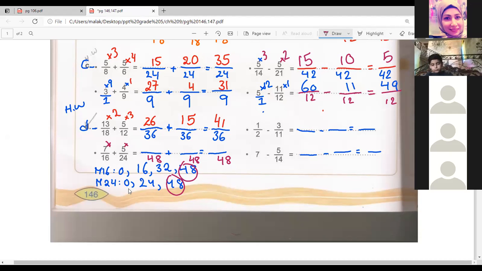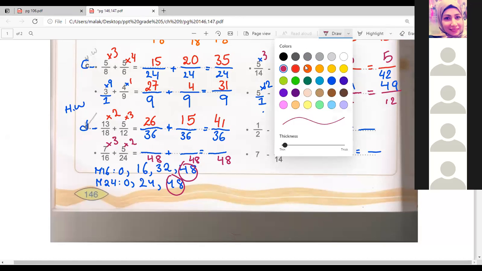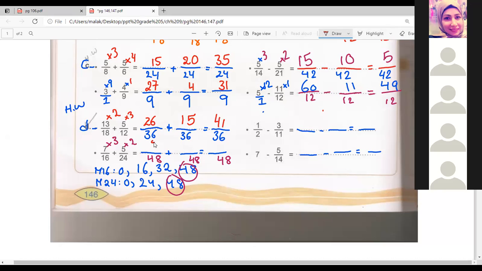Go on, Hassan. In table 16, which number gives us 48? 3. 16 times 3. And in table 24? 2. Multiply. 7 times 3 equals 21. 5 times 2 equals 10. Add them together: 21 plus 10 equals 31. Bravo Hassan. So 31.